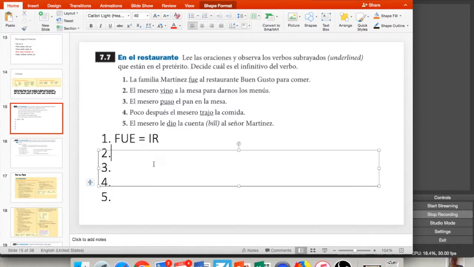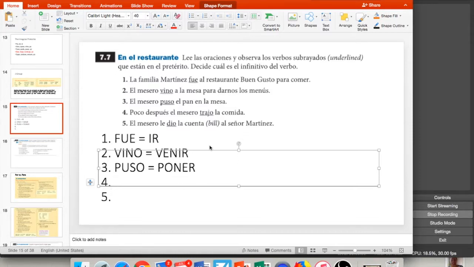Okay, hopefully you've had a moment to try those. On number two, it says, el mesero vino a la mesa para darnos los menús. The waiter came to the table to give us menus. Vino comes from the verb venir, to come. Number three, el mesero puso el pan en la mesa. He put the bread on the table. To say that he placed or put the bread, puso comes from the verb poner.